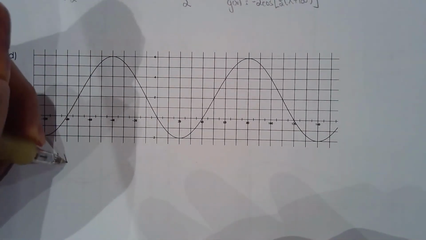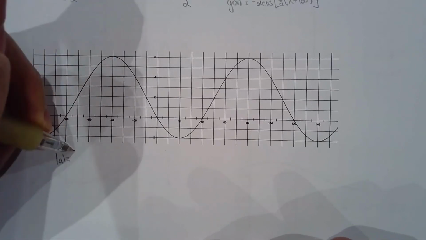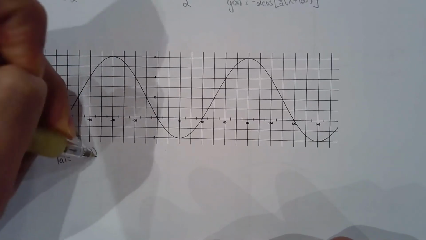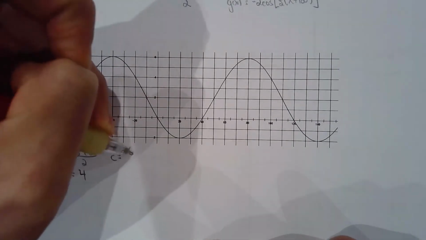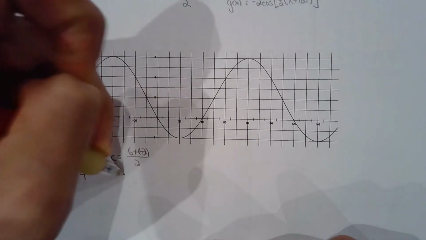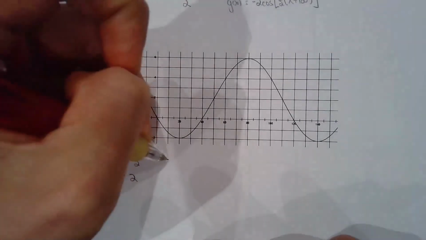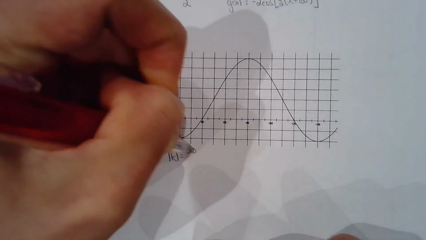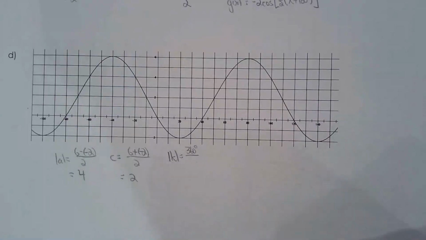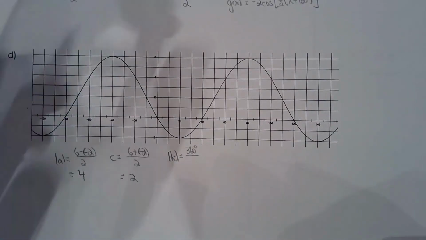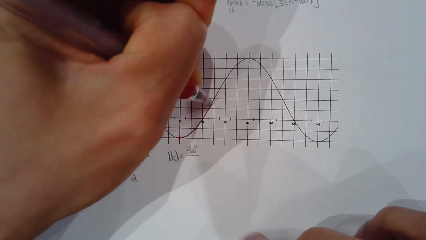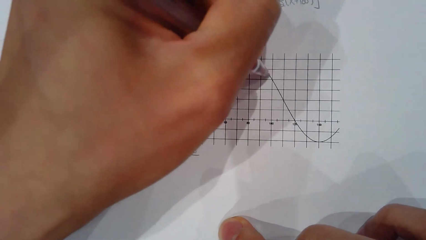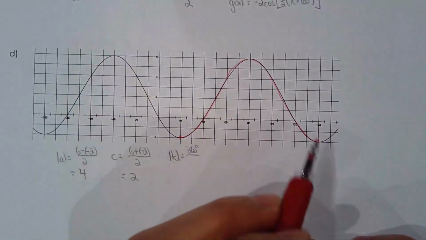So amplitude, max minus min. Max is 6, min is -2. 6 minus -2, that's 8, over 2 is 4. What about the C value? Average of 6 and -2 is equal to 2. What about the K value? I can't tell you because I don't know the period. Let's do 20 degrees. That's pretty close to the y-axis. Okay, beautiful. I start at 20, I end at 140.